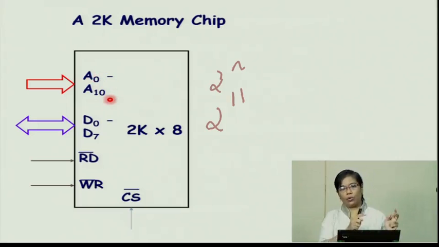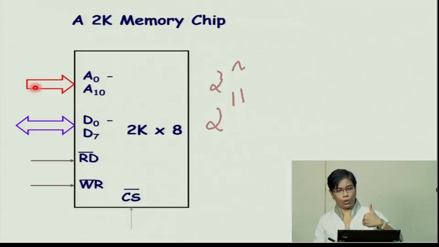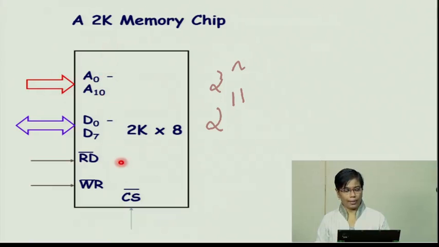It starts from A0 to A10, which are going to be 10 address lines. These address signals are going to be input to the memory. Remember, address bus is output from the processor. It is input to the memory because it has to select one of the memory lines.